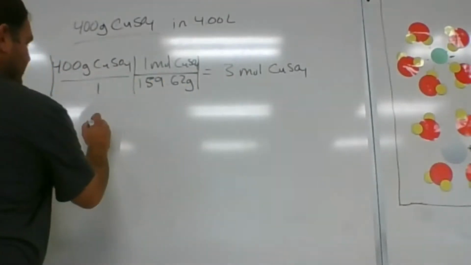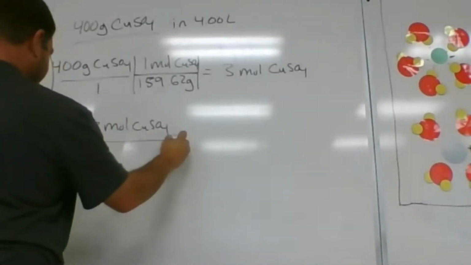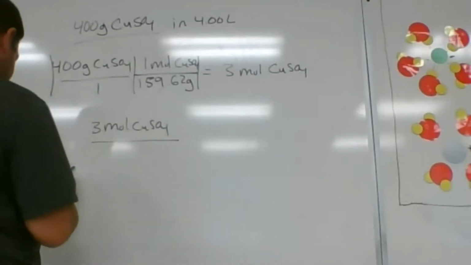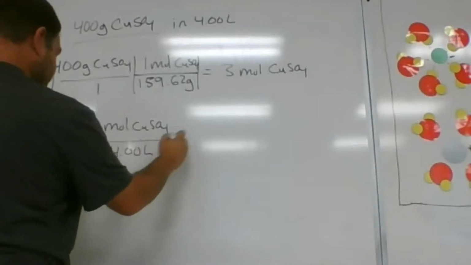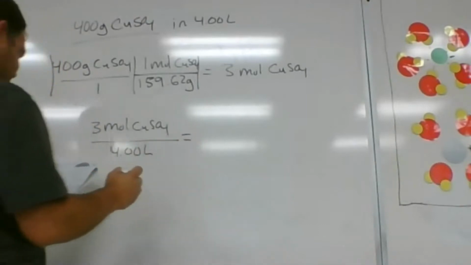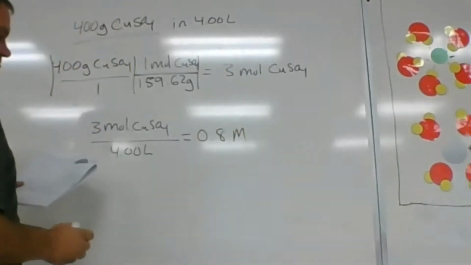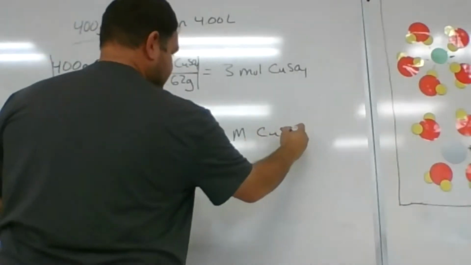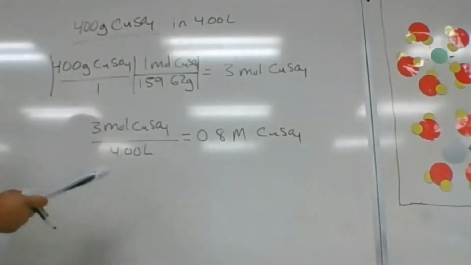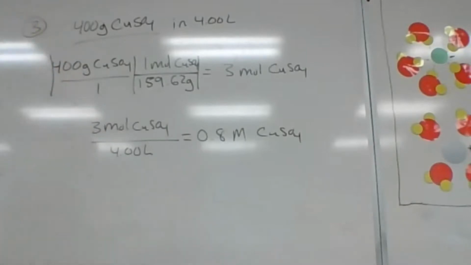All right, so now I have the moles. Now I can find my molarity. So I can take 3 moles of copper sulfate and divide that by 4.00 liters, right? And I get a molarity of 0.8 molar, to the correct significant figures, copper sulfate, okay? So that is number 3 in your study guide, okay?